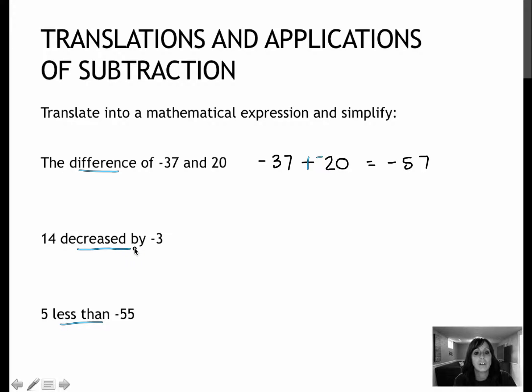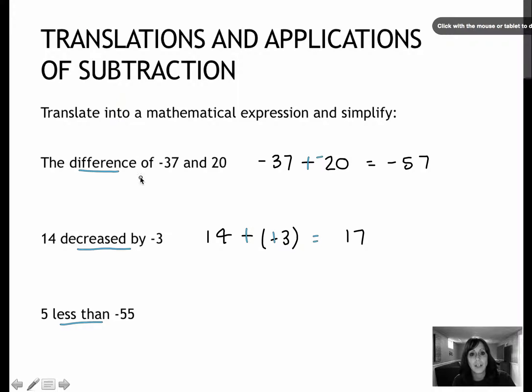The second one is also very straightforward, so it's 14 decreased by negative 3. When I'm decreasing by a negative, notice I've put that in parentheses. And now I'm going to leave, change, opposite, or keep, flip, change. So now I have 14 plus positive 3, so two positive values that I'm going to combine to get 17 and give it the common sign of positive, so it's positive 17.